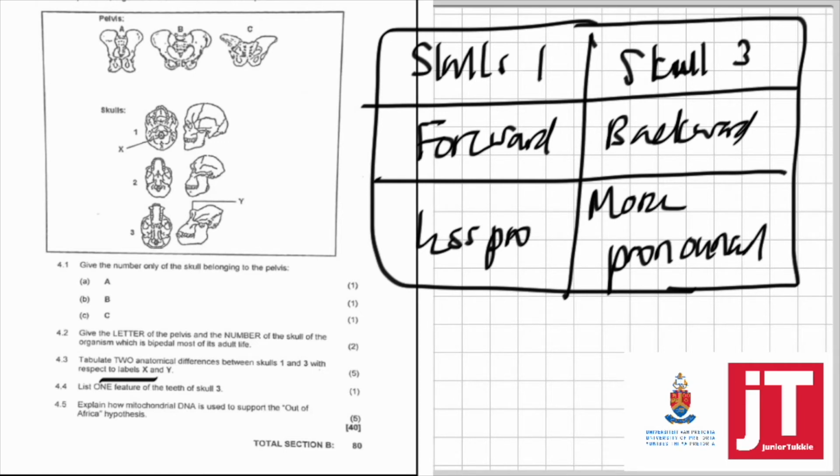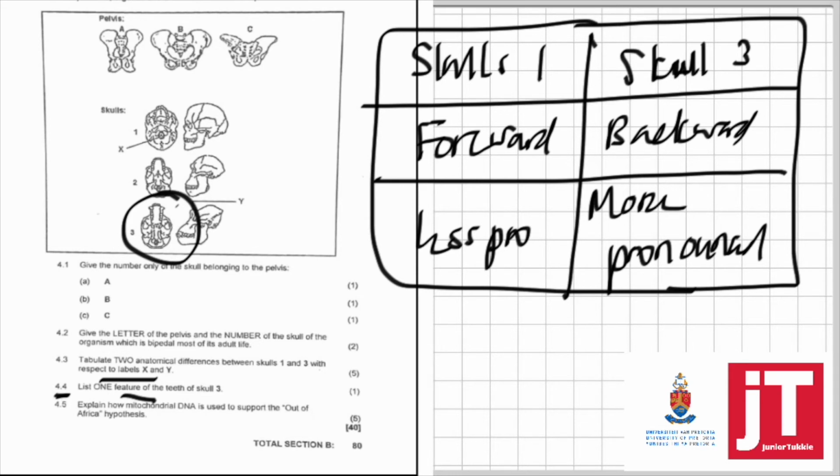Okay. Question 4.4. List 1 feature of the teeth of skull 3. And if you look at your picture, you can see, 4.4. List 1 feature of the teeth for the skull 3. And here you can see the canines are very well developed, more well developed. And they just wanted the 1 feature, and that was our answer.